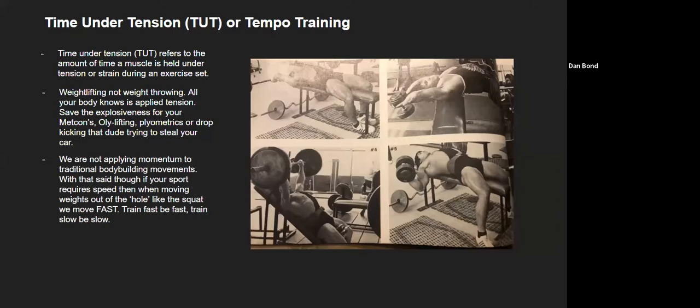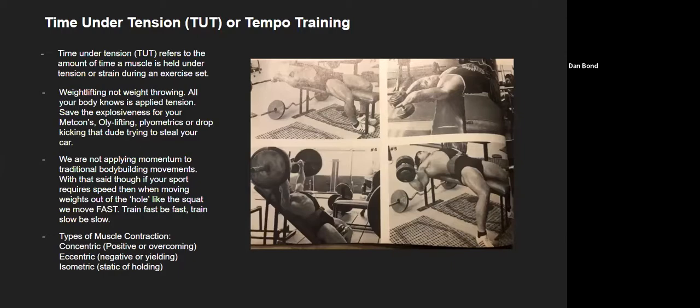We're not applying momentum to traditional bodybuilding movements. So when we're focusing on muscular development, people, we are not looking for you to move weight fast. But with that being said, if your sport does require speed, then we're moving weights out of the hole, like the squat, for example, we will move fast. Train fast, be fast, train slow, be slow. But we will focus on types of muscle contraction, okay? So even if your sport requires you to move fast, we will focus on that eccentric, that negative, so that lowering of the weight to get that time under tension, all right?